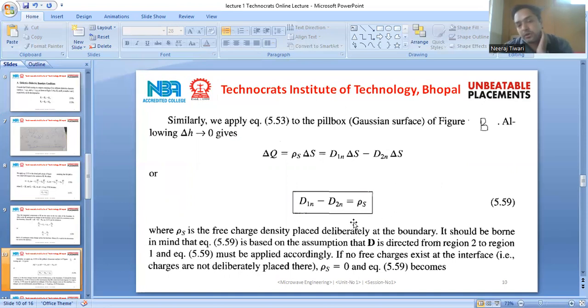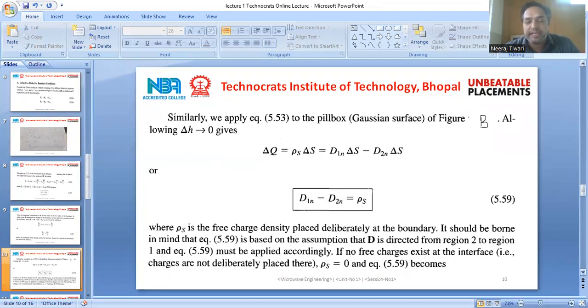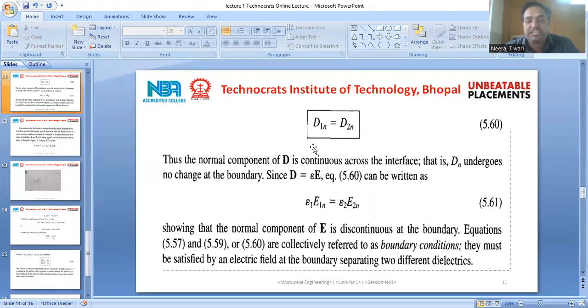So now, we have to assume here it's a charge-free region. Charge-free region means rho s would be 0. In that case, D1n equals D2n. So finally, you will get D1n equals D2n for a charge-free region.